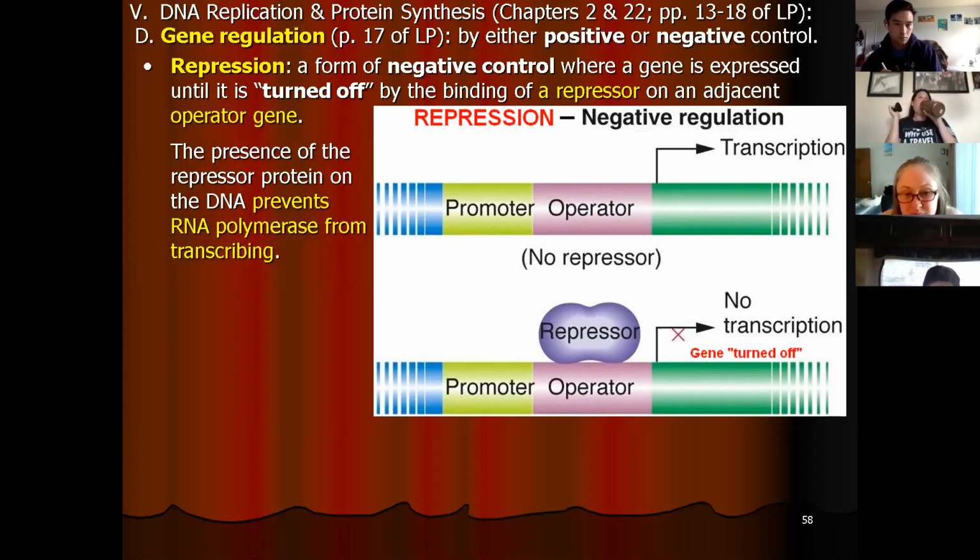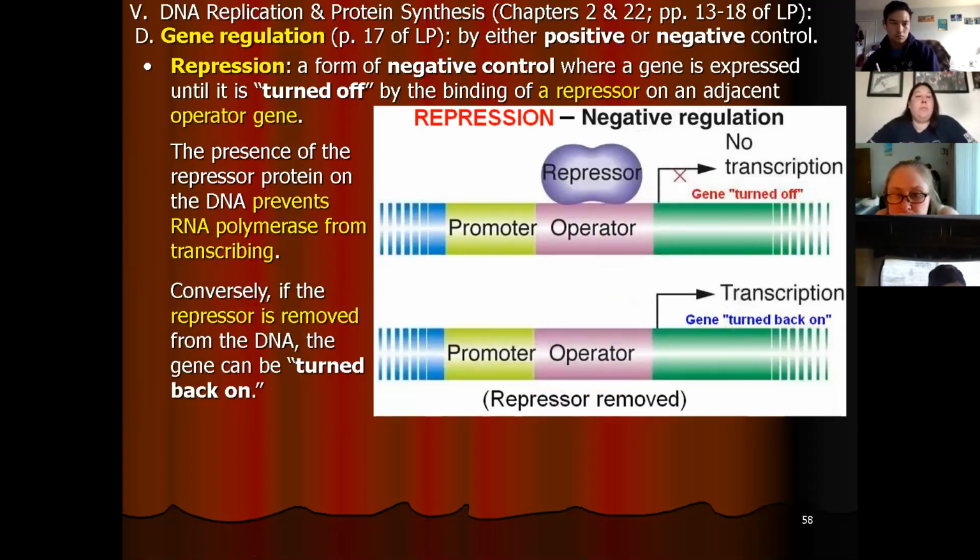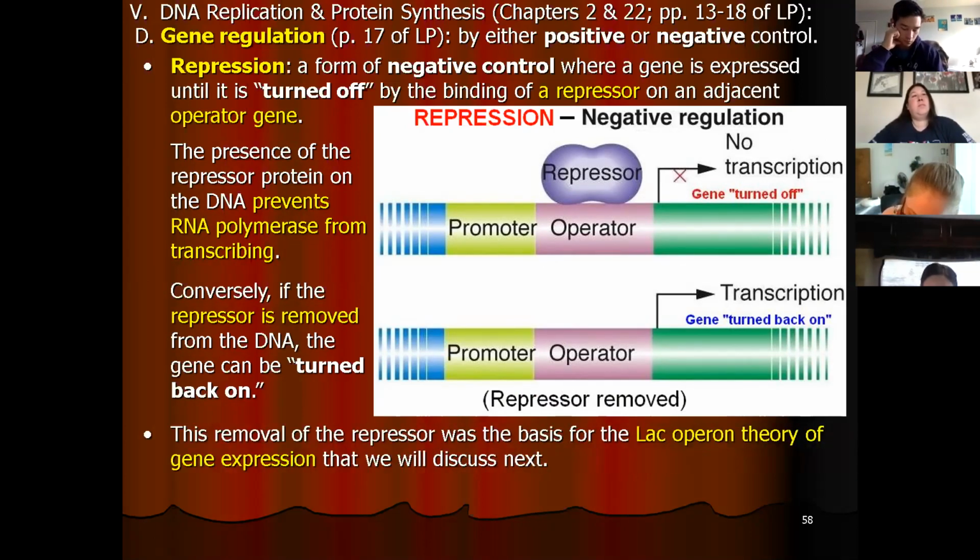Okay? Well, the repressor blocks RNA polymerase. That's how it turns it off. But the reason why this has more control is you could just go ahead and remove the repressor or put it back. Then remove the repressor and put it back. So in this form, you can turn it off and on and off and on and off and on relatively easy. And this is the basis for the lac operon gene regulation. And this is what is described on page 17.